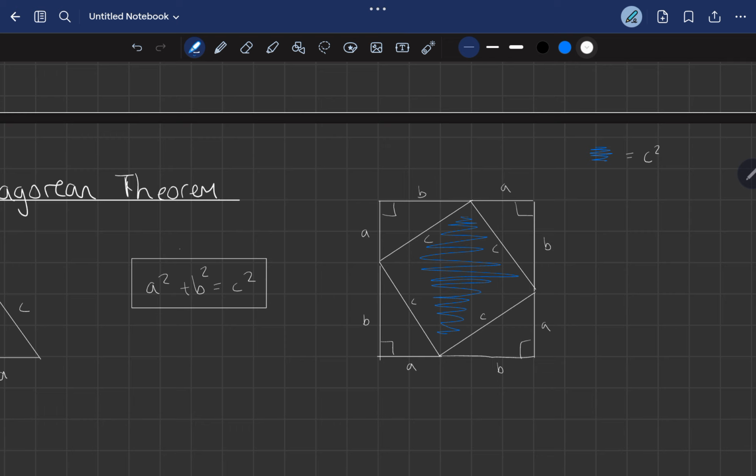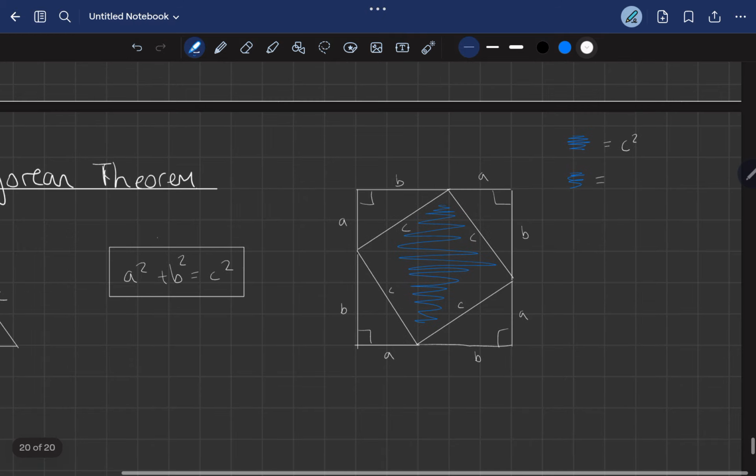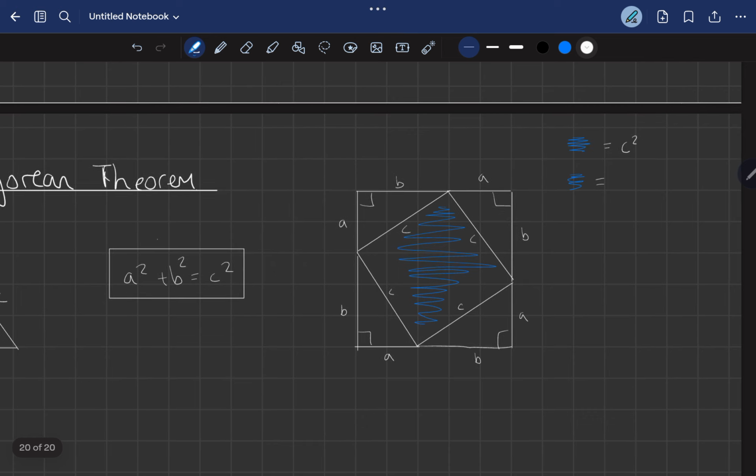However, we can also represent the blue area in another way. The blue area could also be equal to the entire grid minus the area of the 4 triangles. So the entire big square minus the area of these 4 triangles leaves us with just the area of the blue. So let's do that. The entire grid is a plus b squared. And then we're minusing the area of these 4 triangles.